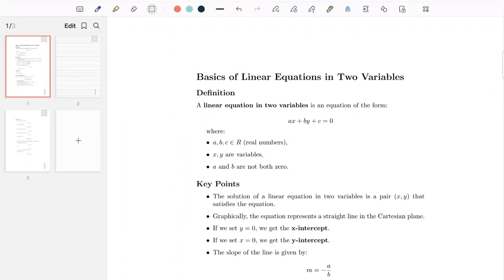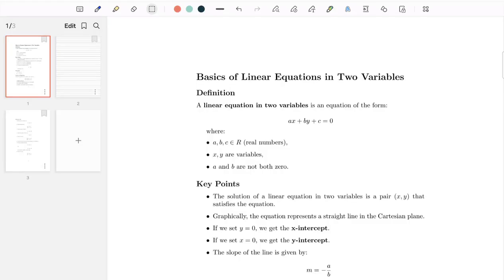Hi, this is Quant Alpha, and we are going to learn today about the basics of linear equations in two variables. We learn about the equation of two variables and what is the solution, and how to solve them.